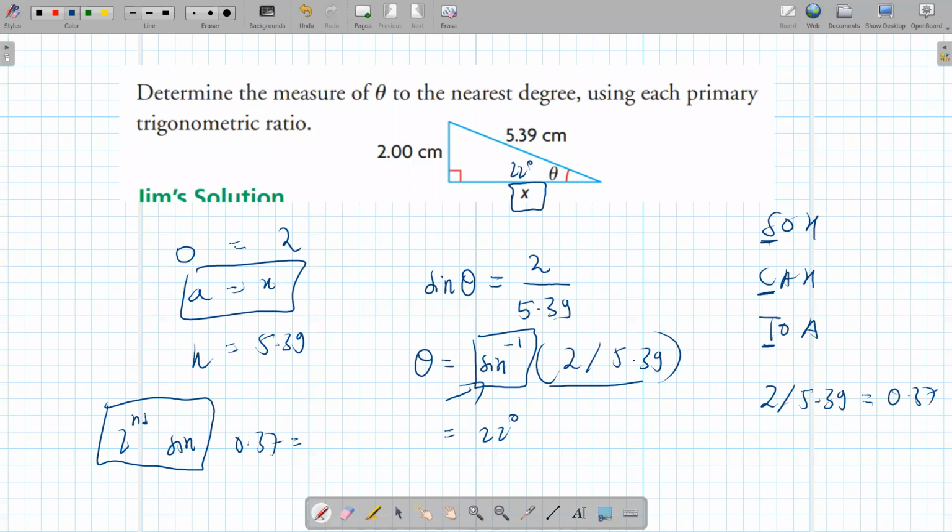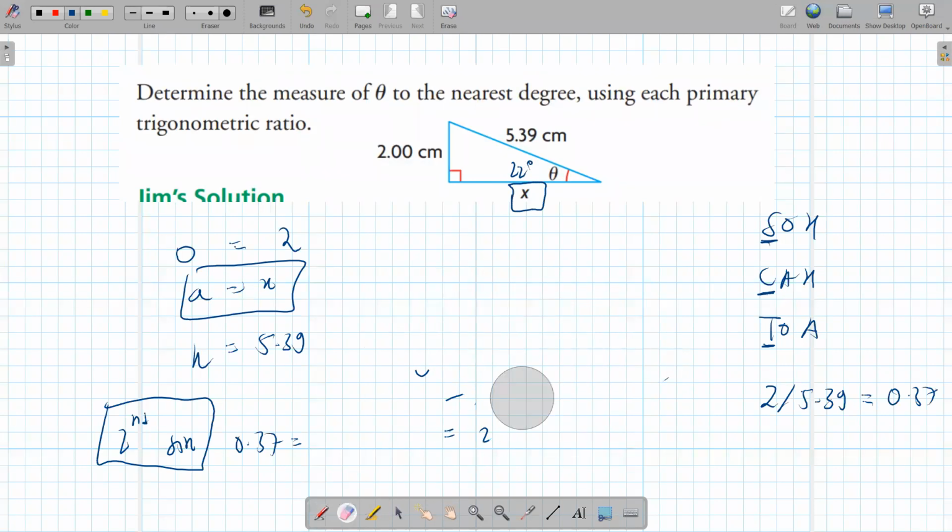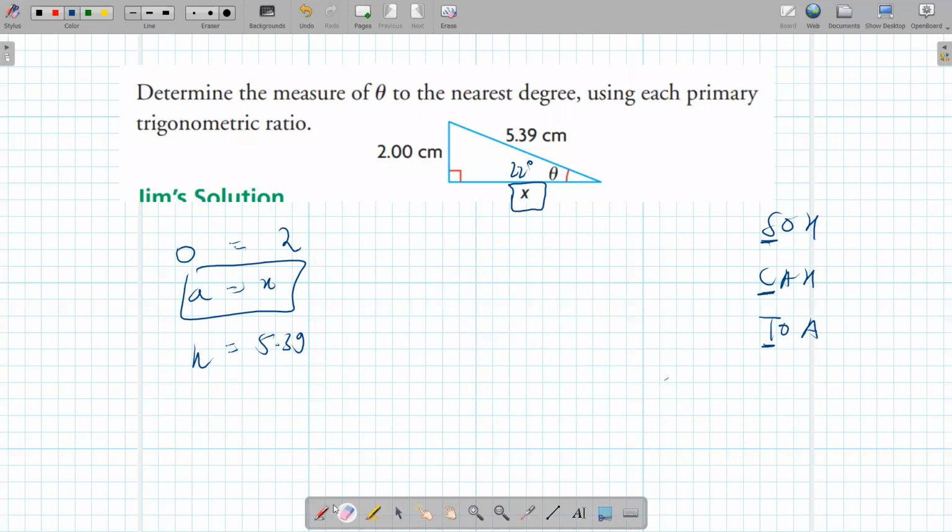So now this is 22. How can we find x? Now x is the adjacent side, right? We have everything. We have O, we have H, we have the angle. We're trying to find x. Which ratio would work here?